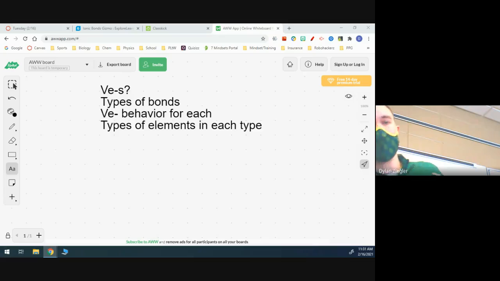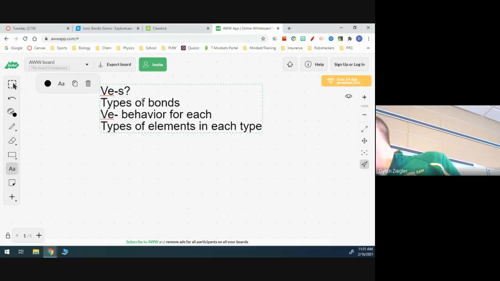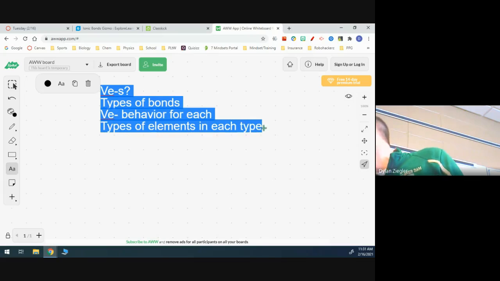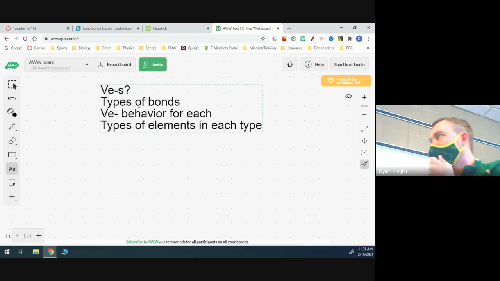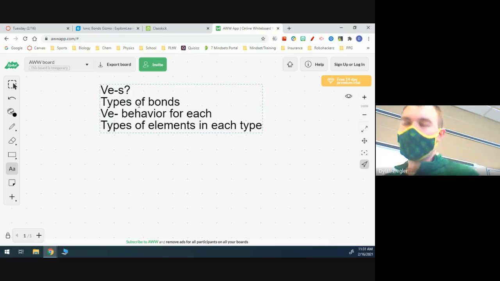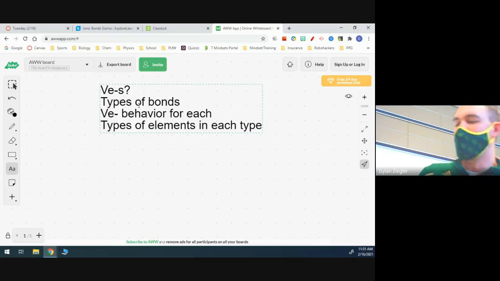All right, here we go. So we're starting class here with a little bit of review. Here are the questions that I wanted you to answer. What are valence electrons? What are the three types of bonds? What's the valence electron behavior for each type of bond? And what types of elements are in each type of bond? So I'm going to call on tables kind of randomly here. I want you to tell me what you found.